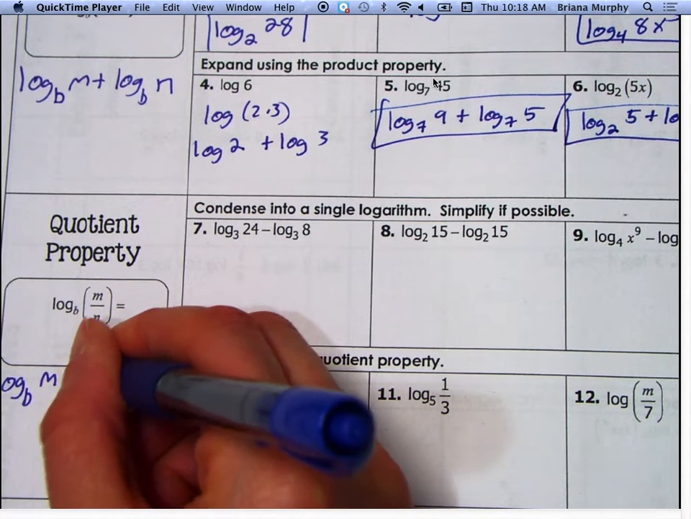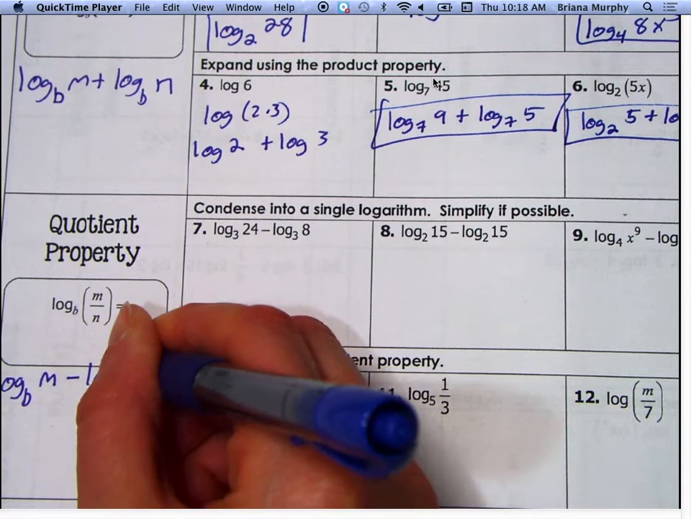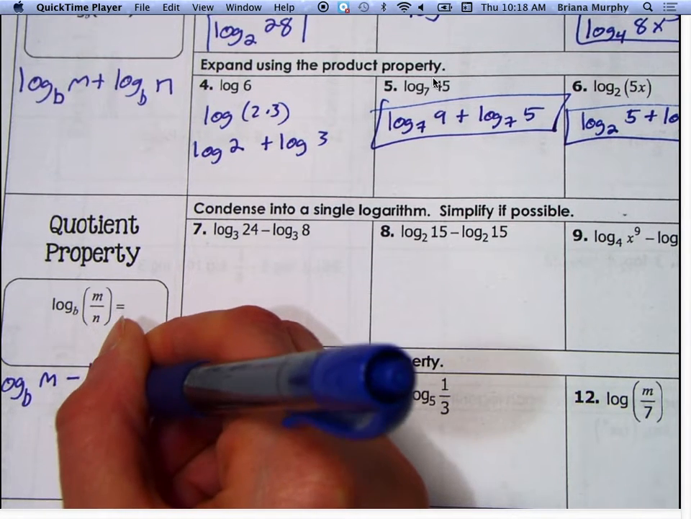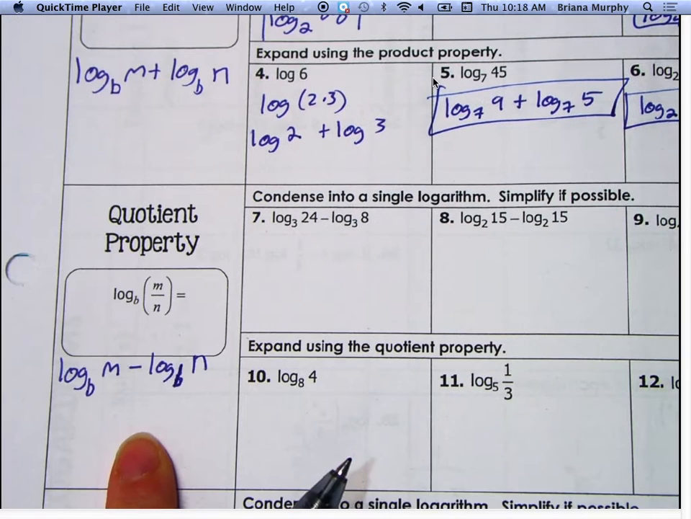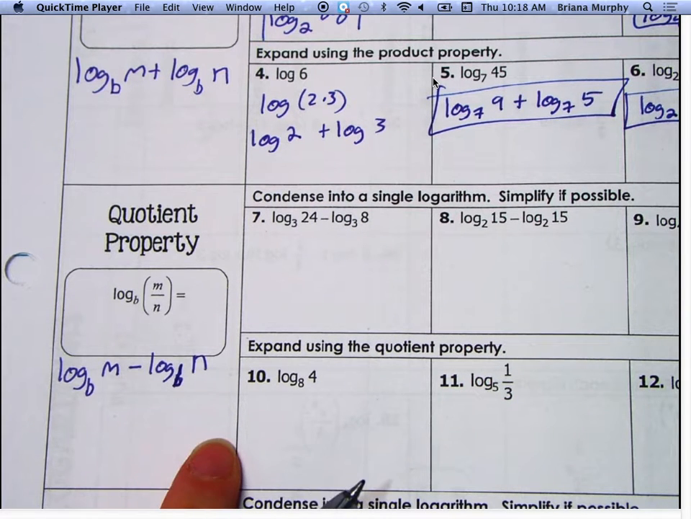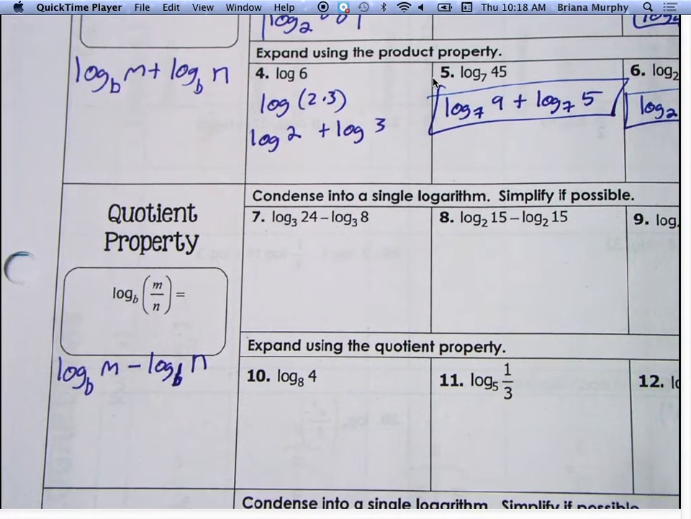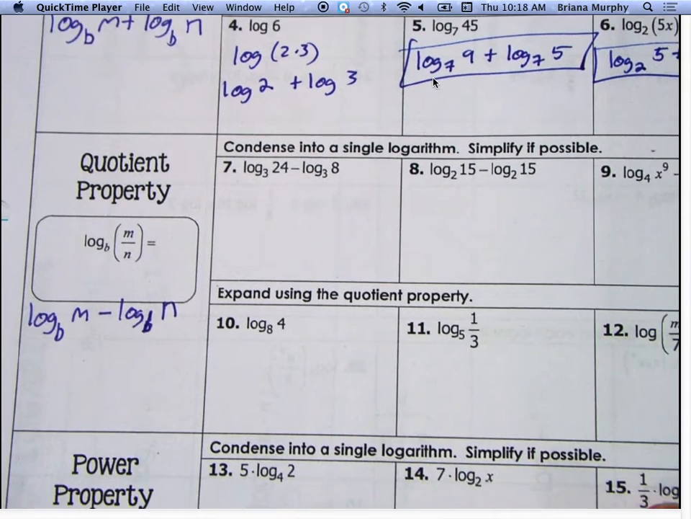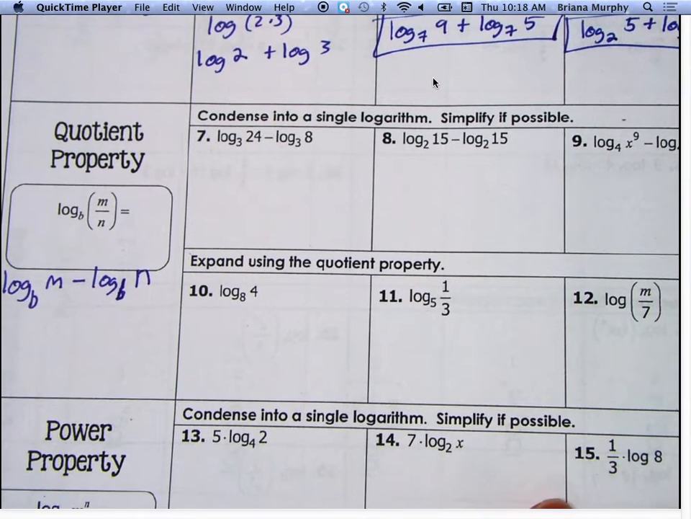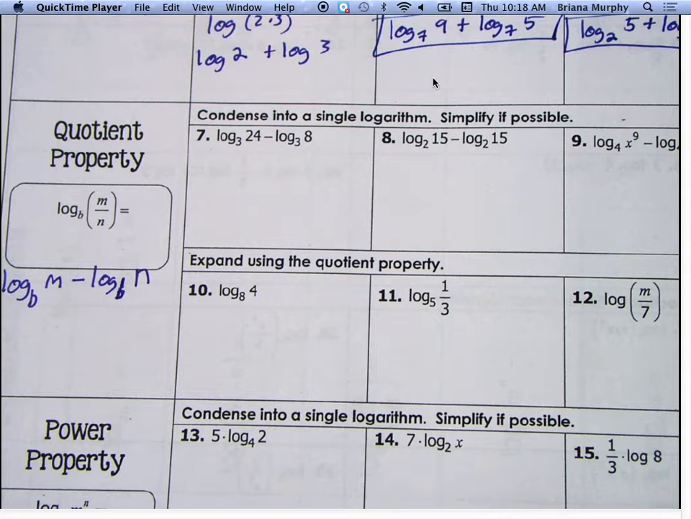Okay, quotient property. Log base b of m divided by n, we can write as log base b of m minus log base b of n. Yes? How come we got to change it?